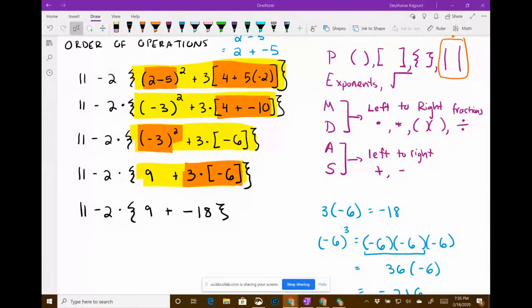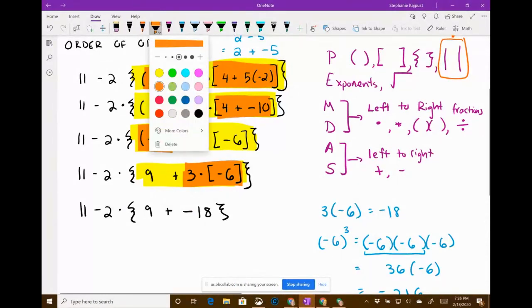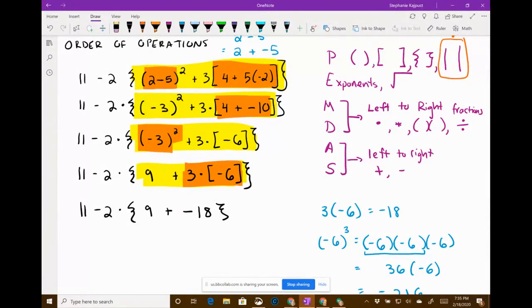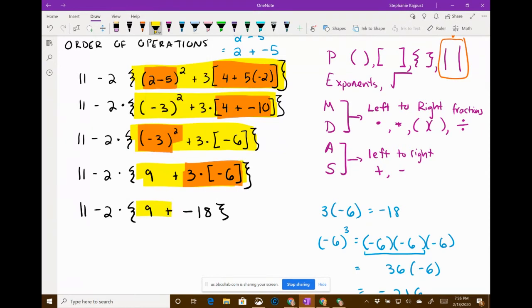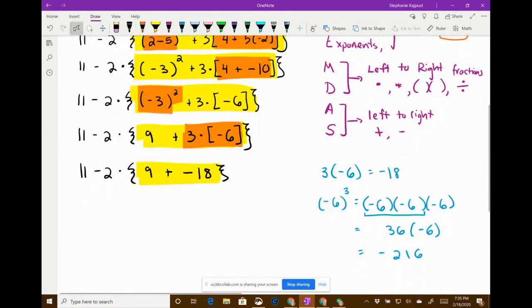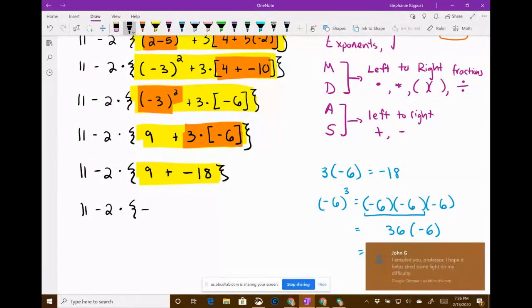Okay, so I can move on to the next step now. I still have, oops, I want to color code here. There we go. We still have our highlight of the yellow. We are finally at the spot where we can simplify inside the curly braces, and we can do that addition. So we can do 9 plus -18. Again, I keep getting negative numbers here with these numbers I made up. 9 plus -18 is going to give us -9. So this will be 11 minus 2 times, and then I have my curly brace, -9.